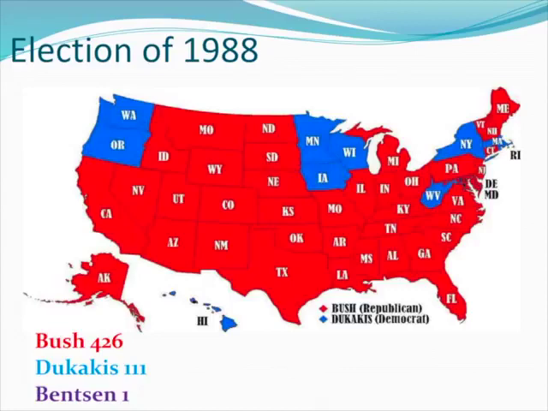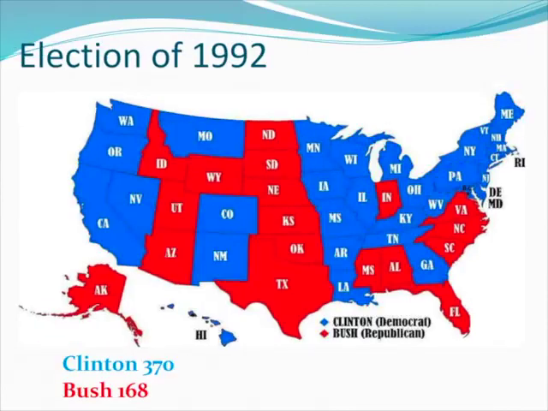Dukakis' campaign was run by Susan Estrich, who was inexperienced and didn't have any national campaign experience before then. And Dukakis made several mistakes. This turned out to be an easy election for George Herbert Walker Bush. But then things change. We enter a modern period.